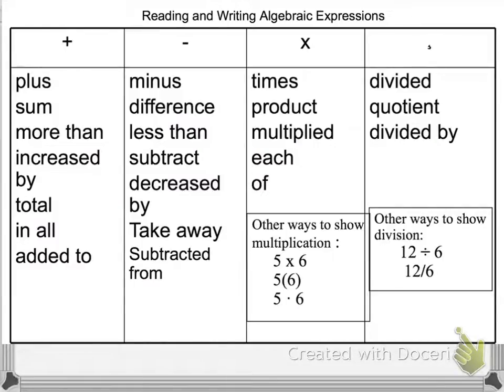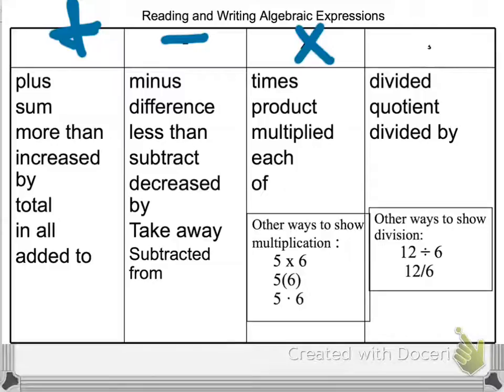So when you're reading and writing algebraic expressions, we did some of this today. It's really important to understand what each word represents as a symbol. When you hear the word plus, sum, total, and all, that is addition, your addition sign. Whenever you hear minus, difference, less than, subtract, decrease by, take away, subtracted from, that is your subtraction sign. The same goes for times: product, multiplied, each, of.